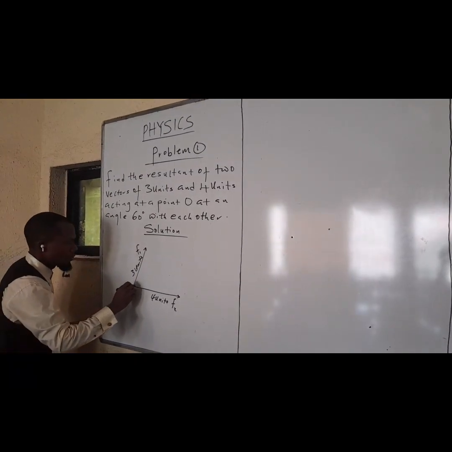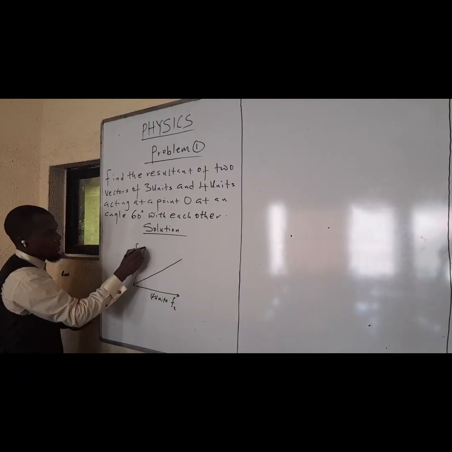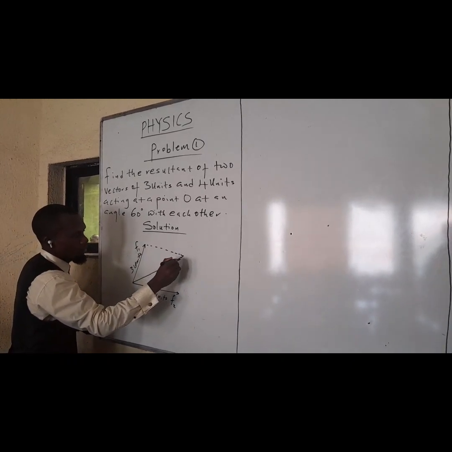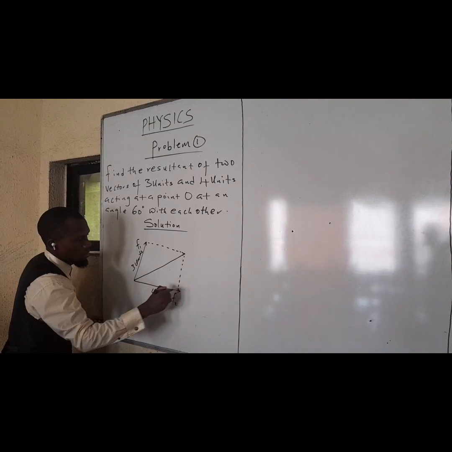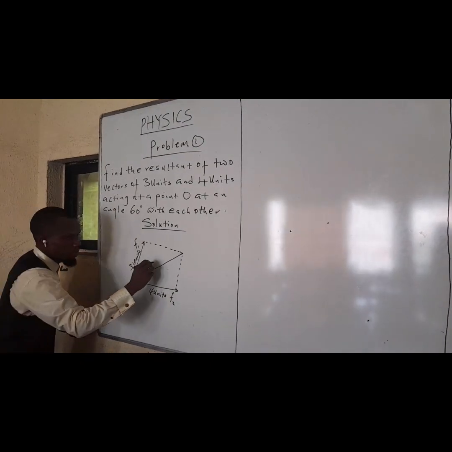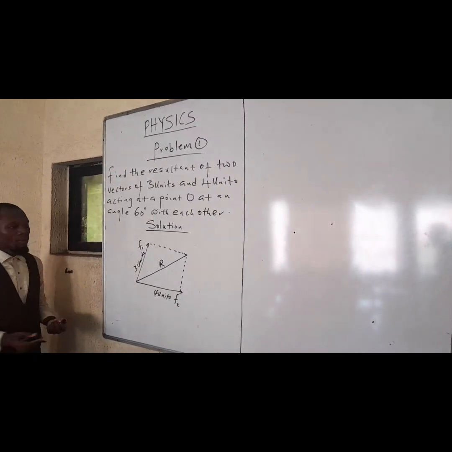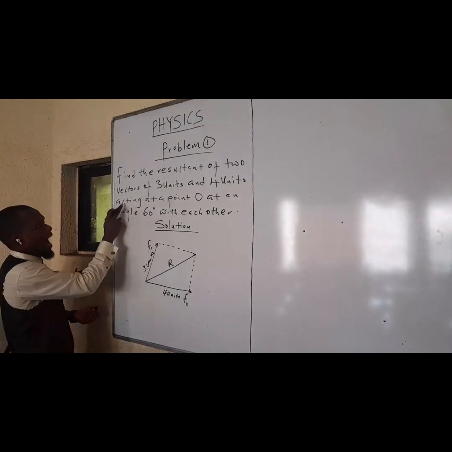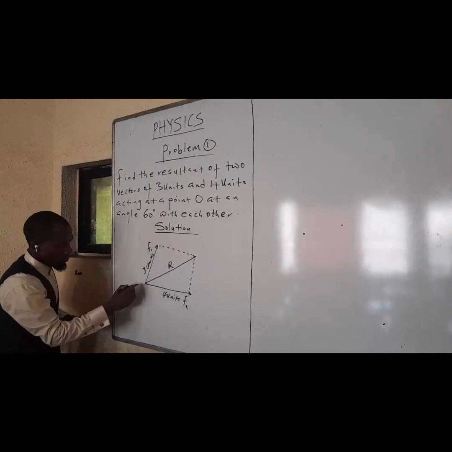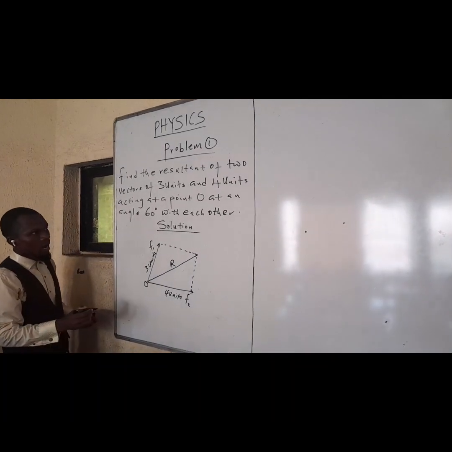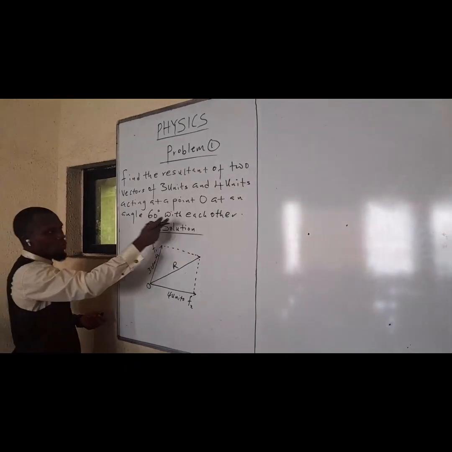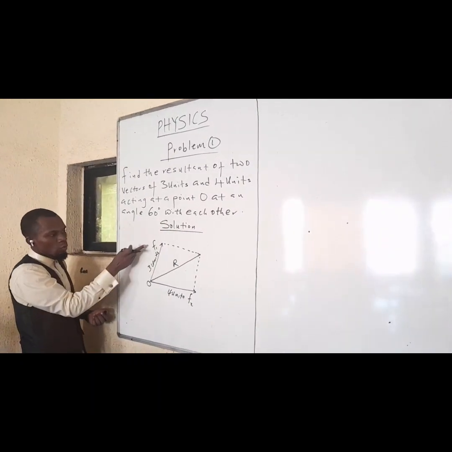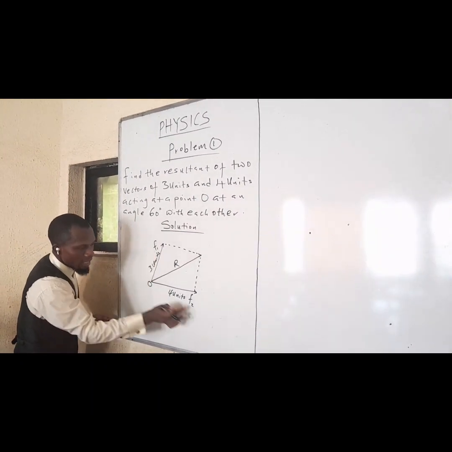Understand? So I have to draw this. I'll cut it. And I'll also cut it. Right? So this is my R, my resultant vector. And listen, acting at a point O. So this is the point O, right? At an angle 60 degrees with each other. That means this angle, 60 degrees, acts on F1 and F2.